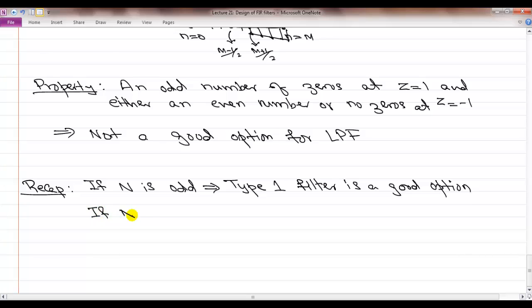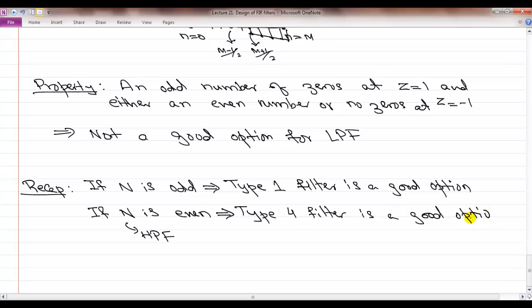Now if n is even, then you should really figure out what kind of a filter you want to work with. For example, if you wanted n even and a high pass filter, then you have two types of filters, type 2 and type 4. Now which one should you use, type 2 or type 4? So you should use type 4 filter, it is a good option for that if you are interested in high pass filtering.